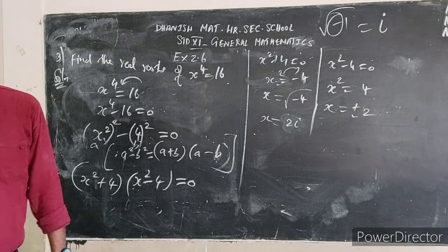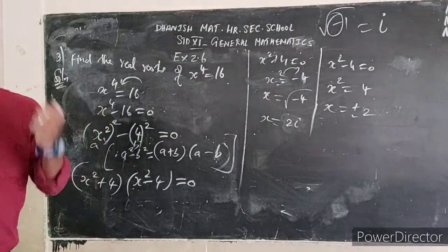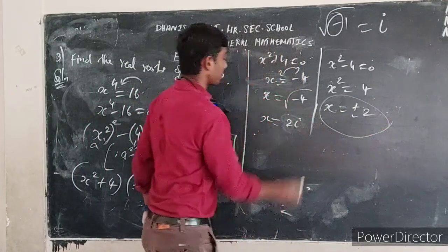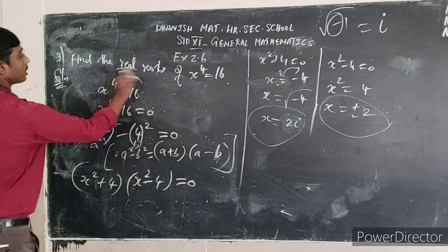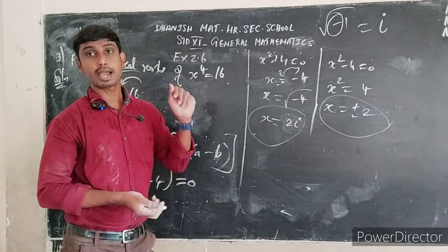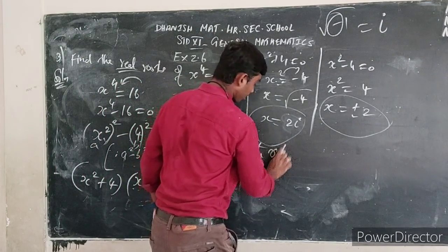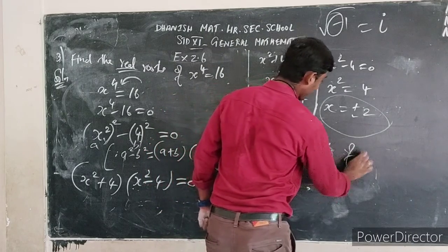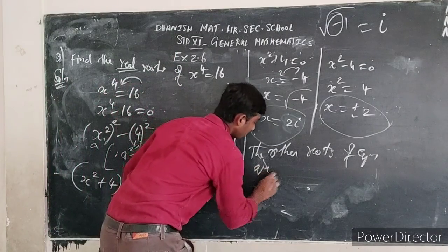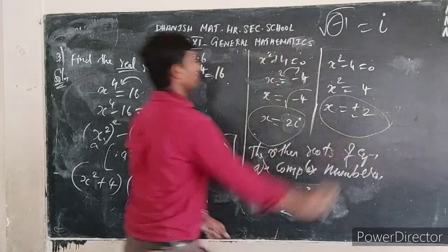So now, what is the question I am asking here? Find the real roots. What is the real value here? This one is a real value, and this one is an imaginary value. Because the question asks only to find the real roots. Real means normal value, and i is denoted by imaginary roots. So the other roots of the equation are complex numbers. That's all.